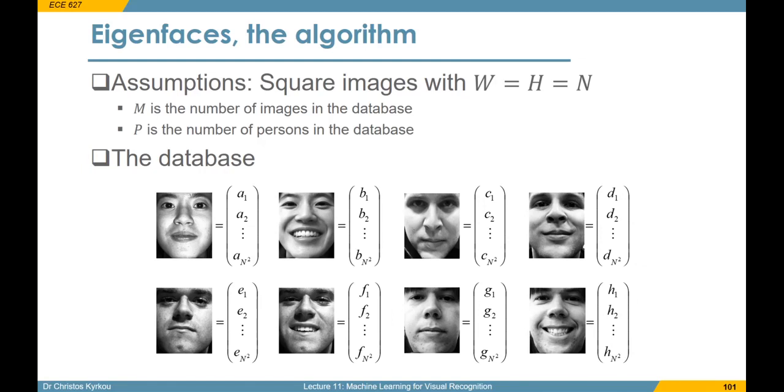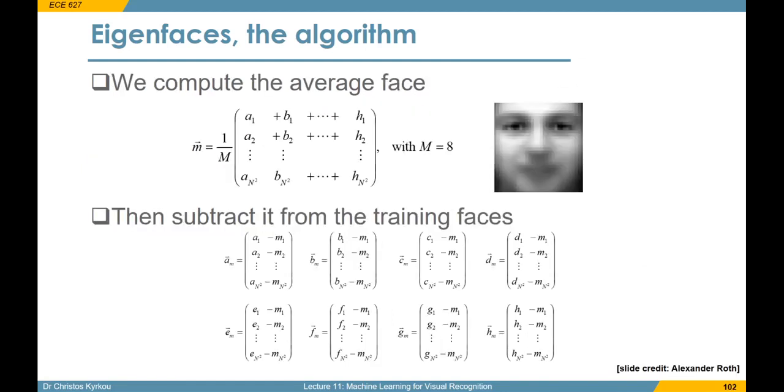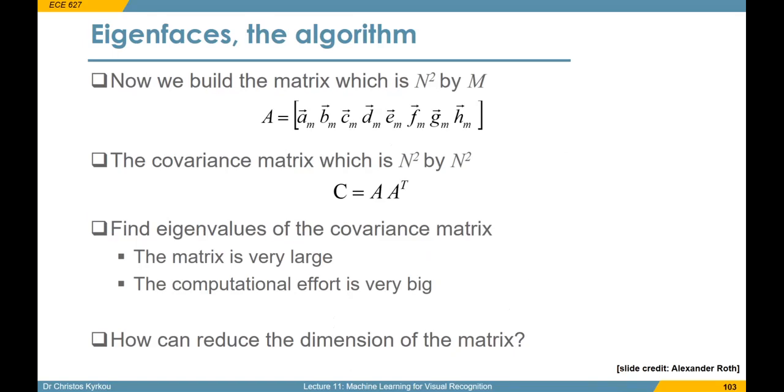We take each image and turn it into one large vector of dimensionality n square. Then we compute the average face, which looks something like this for a particular data set. We have assumed that we have 8 persons in the data set. We find the mean value for every pixel across the m persons, and then we subtract from each of the faces their mean component.